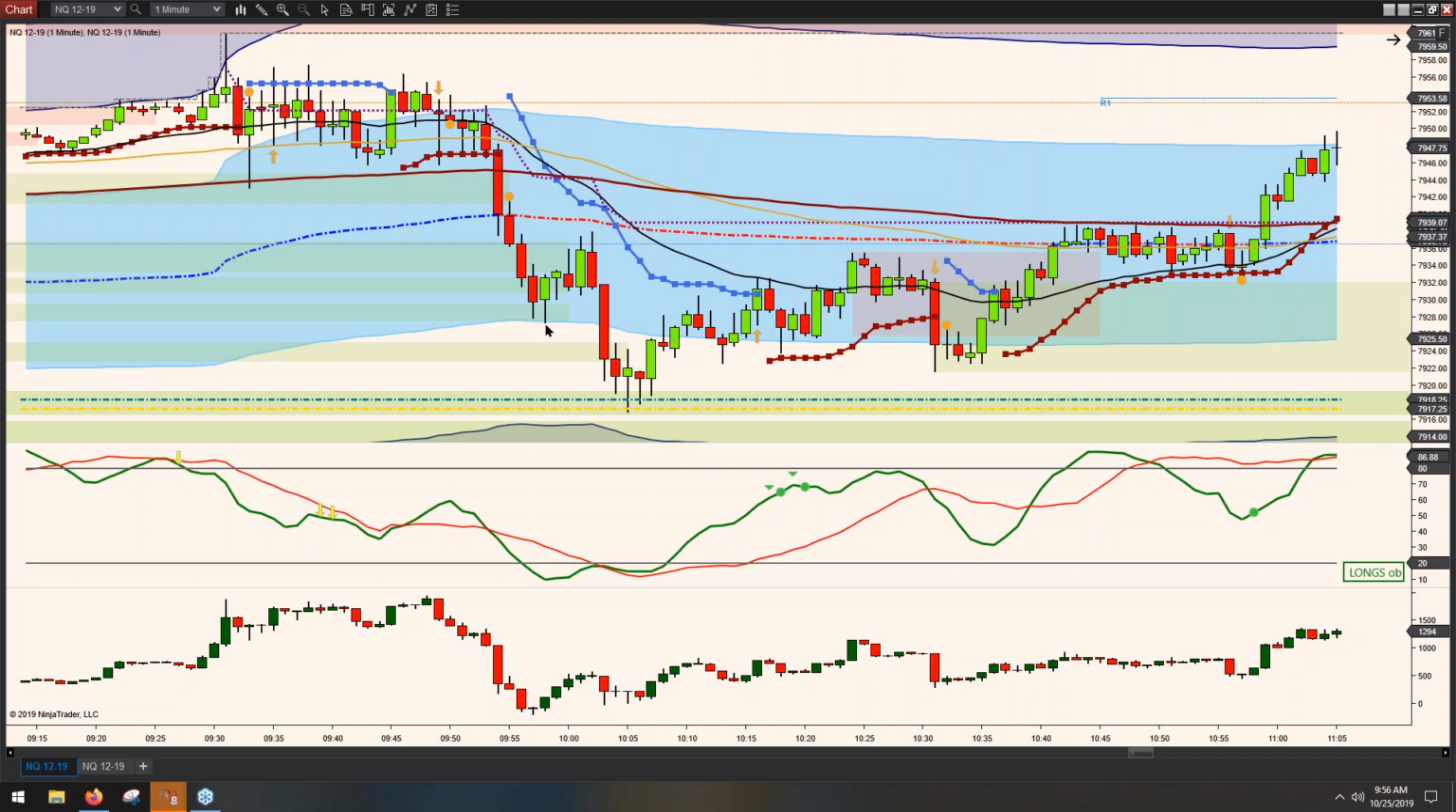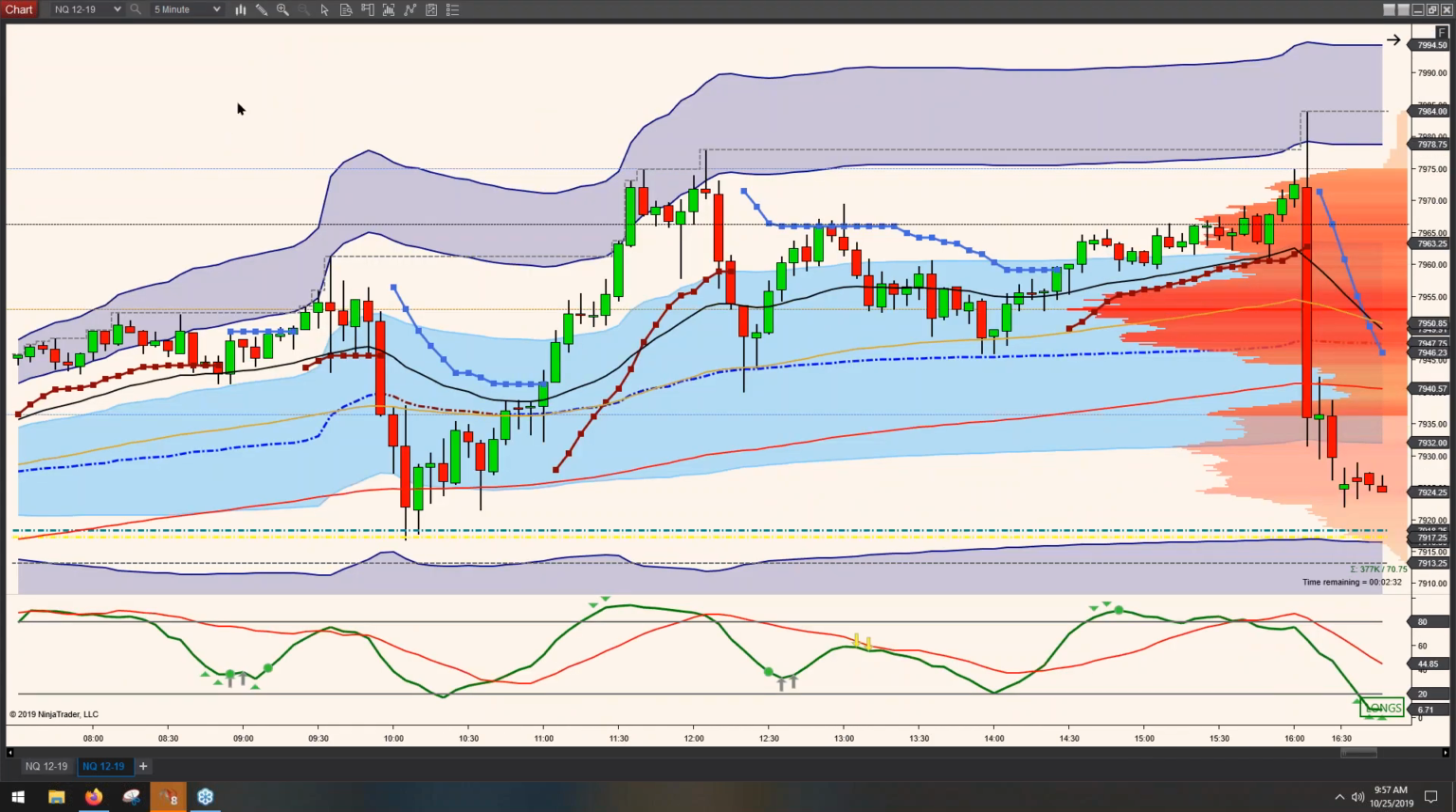If I want to take a breakdown under the fair value area low, I would be looking for a bottoming tail or topping tail off of a larger chart like the 5-minute. So let me show you what I'm talking about here.